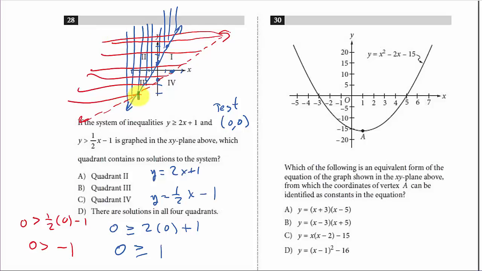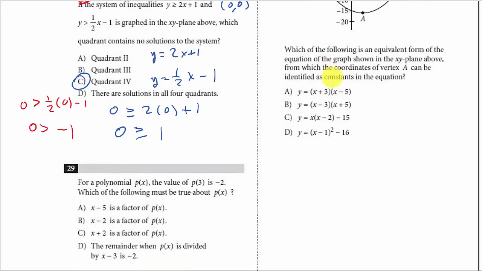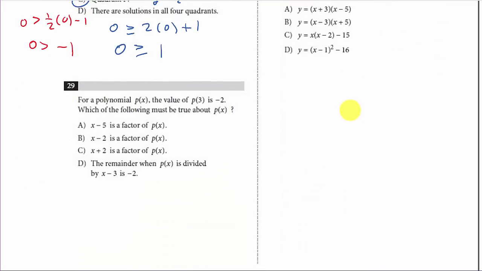Well, you can see that the regions intersect right all in here. So you can see there's a solution in the first quadrant, second quadrant, third quadrant. The only one without a solution is the fourth quadrant. And so that answer would be C.